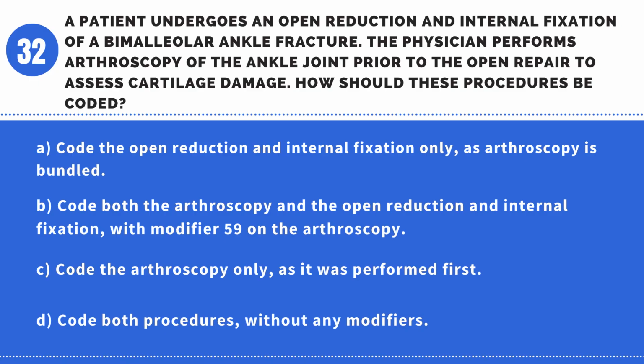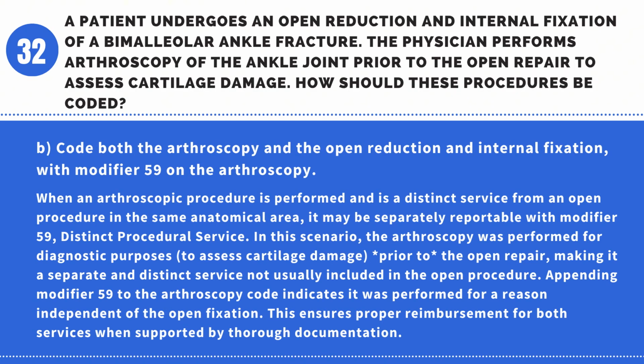A. Code the open reduction and internal fixation only, as arthroscopy is bundled. B. Code both the arthroscopy and the open reduction and internal fixation, with modifier 59 on the arthroscopy. C. Code the arthroscopy only, as it was performed first. D. Code both procedures, without any modifiers. Answer. B. Code both the arthroscopy and the open reduction and internal fixation, with modifier 59 on the arthroscopy.